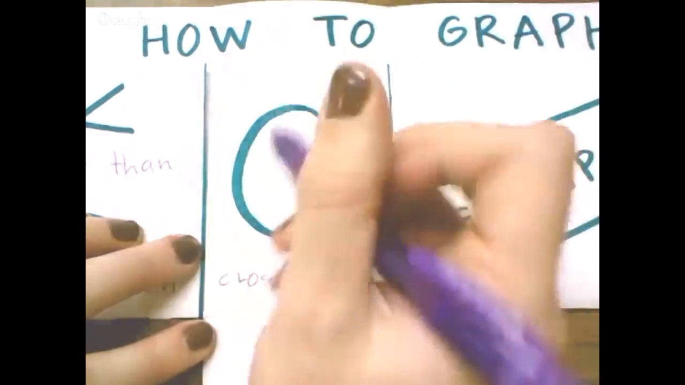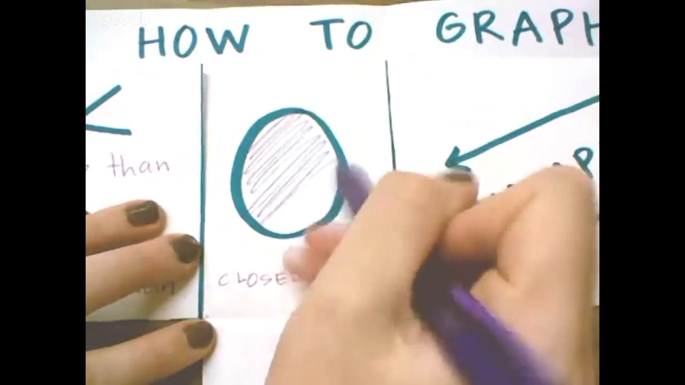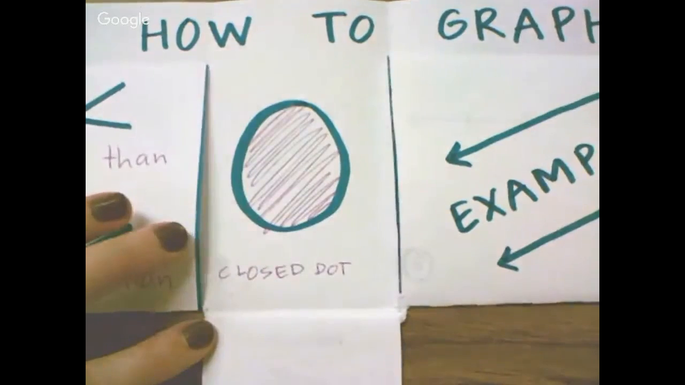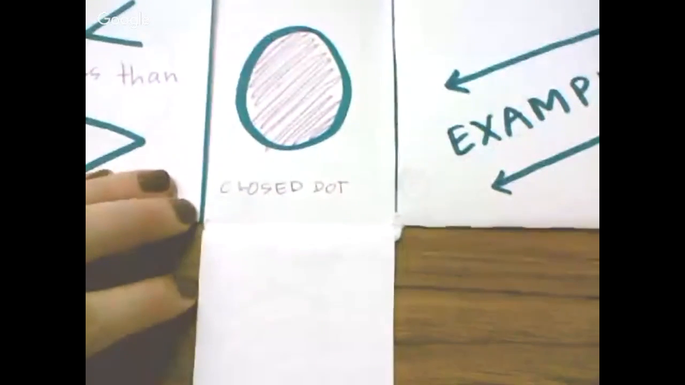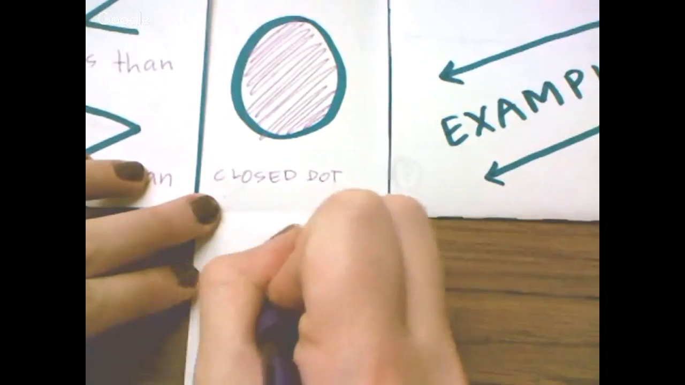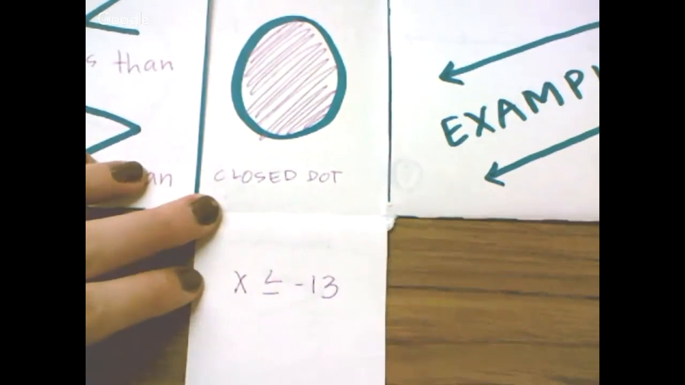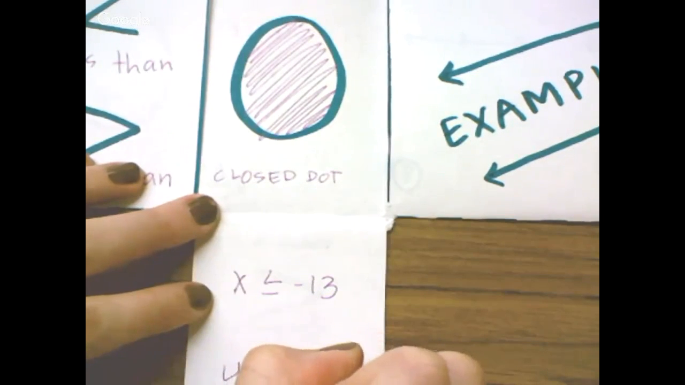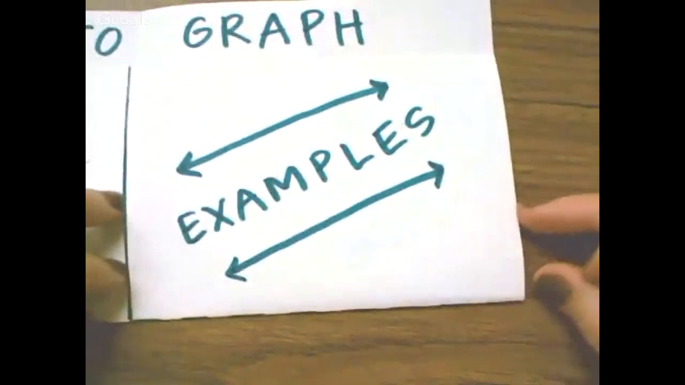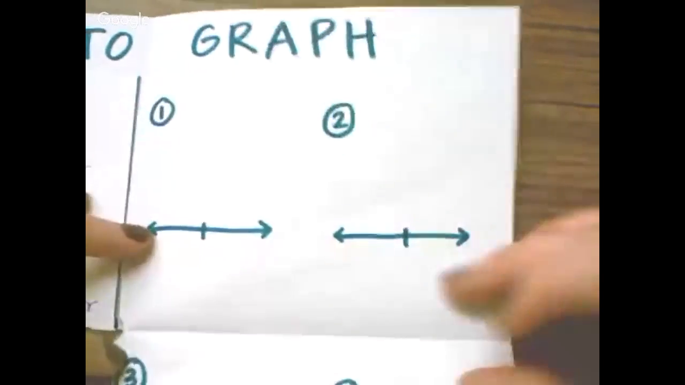So what this means is on our number line, we actually fill in the whole dot. It's closed. It could equal the values that it's on. So an example would be x is less than or equal to -13, or even y is greater than or equal to +9. Those are two possible examples. Now, how does this all come into play? So let's do a couple examples all together.